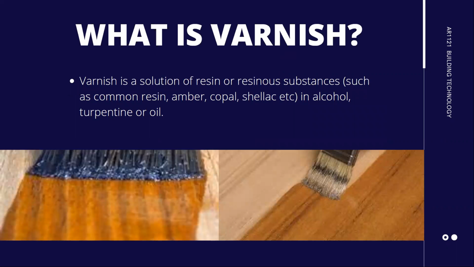What is varnish? Varnish is a solution of resin or resinous substances such as common resin, amber, copal, shellac, etc. in alcohol, turpentine, or oil. It also enhances and gives warmth to the grain of wood and is resistant to impact, heat, abrasion, water, and alcohol. It can be used as a top coat over worn finishes.